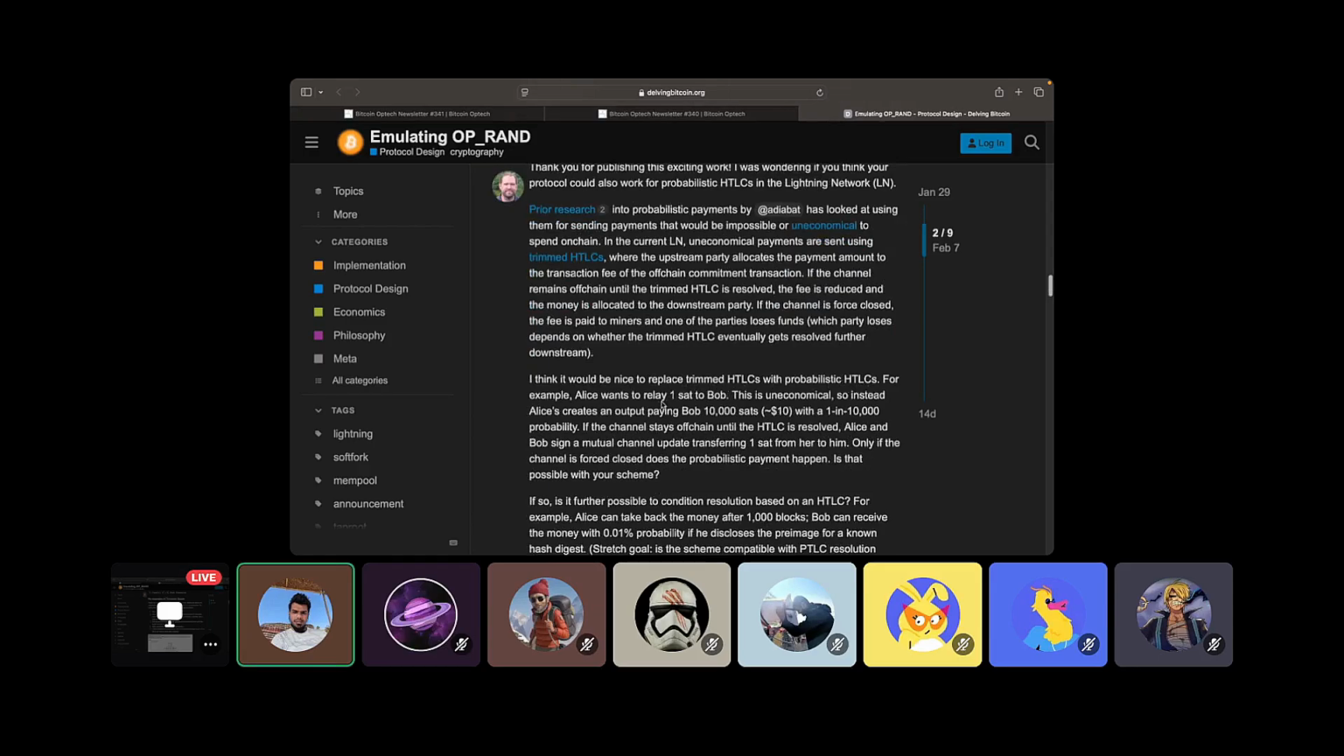So I think it would be nice to replace trimmed HTLCs with probabilistic HTLCs. For example, Alice and Bob have a lightning channel. For some reason, Alice wants to send one sat to Bob. We know this is an uneconomic HTLC. We know that this will be a trimmed HTLC because if you want to mine an HTLC in your commitment transaction that's worth nearly one sat, then you are obviously going to end up paying more in fee than the value of that HTLC itself. So in that situation, you have no option but to give away that one sat to the miner.